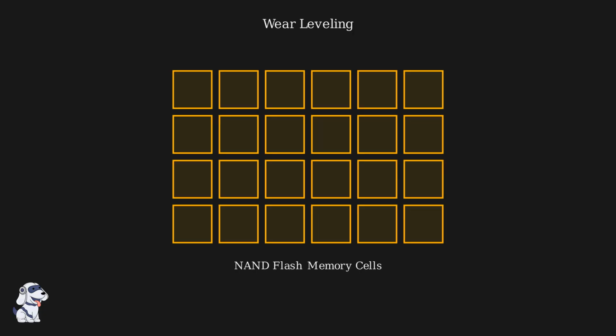NAND flash memory has a limited lifespan. Every time we write data, the memory cell degrades slightly. If we always wrote data to the same spot, that area would fail very quickly. To prevent this, the SSD controller uses a process called wear leveling. It tracks which cells have been used and intelligently distributes new data across the entire chip. By spreading wear evenly, the controller ensures that no single cell is prematurely exhausted. This extends the lifespan of the entire SSD significantly.